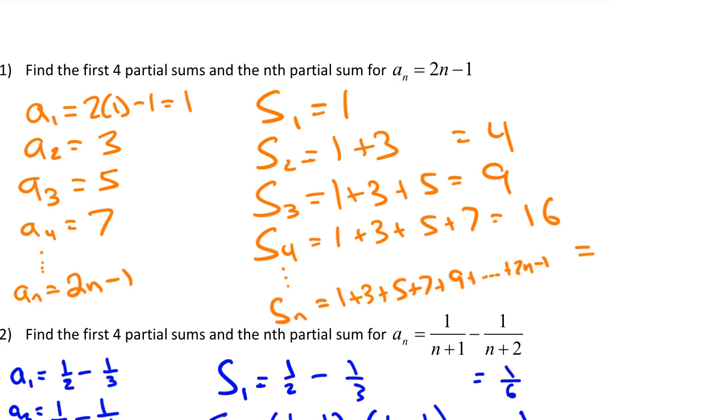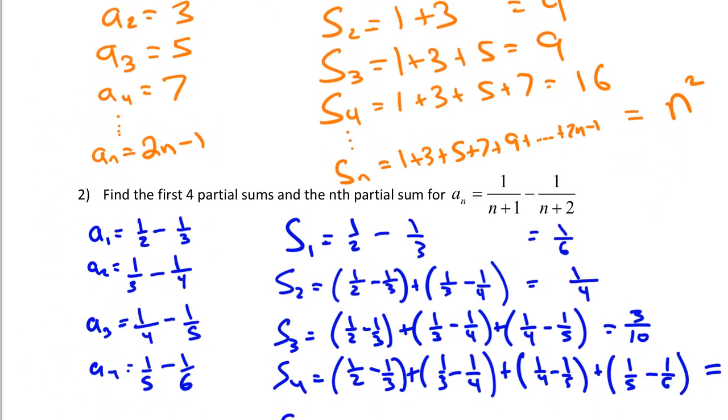Those numbers are familiar. That's the perfect squares. So the sum is n squared. The nth partial sum is n squared. That's kind of cool. If I wanted to find the sum of the first 12 odd numbers, it would be 12 squared. How cool is that? So that's our first example here.